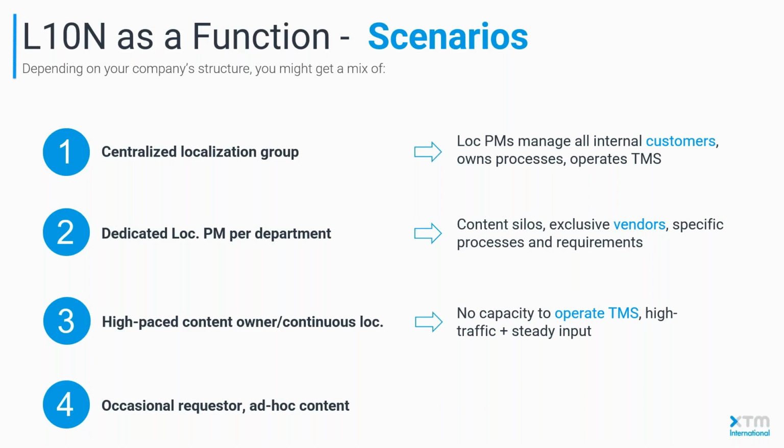So centralized localization group, where content owners would only provide the source content to be translated. They have a deadline and a budget. They send the source files and receive the target, and that's it. In this case, it's PM-centric. The PM owns the process or the processes, manages the resources, and operates overall the TMS. And our PMs here would manage requests coming from several internal customers.